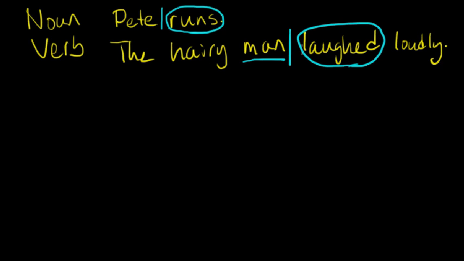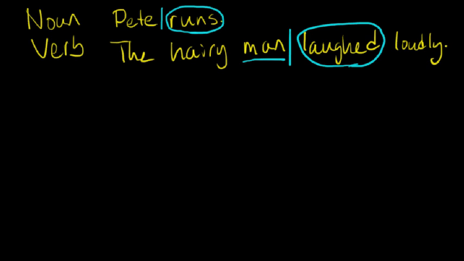And then on this side, on our verb phrase, we have more than one word. We have our verb, and then we have the word loudly. Loudly tells us how he laughed, and so it's what we call an adverb. So remember, again, in our noun phrase we might have more than one word. In our verb phrase we might have more than one word.